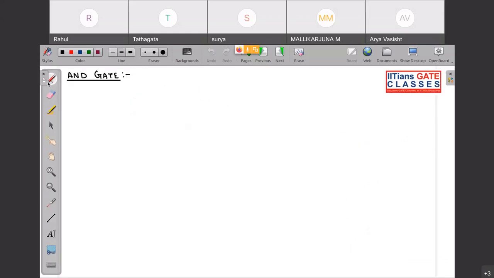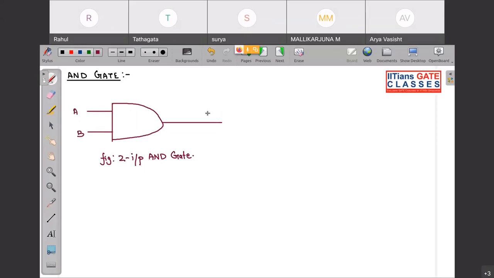So first gate is the AND gate. So what do we mean by AND gate? I know you people know. So what is AND gate? So this is a two input AND gate. So this is the symbol of the two input AND gate.